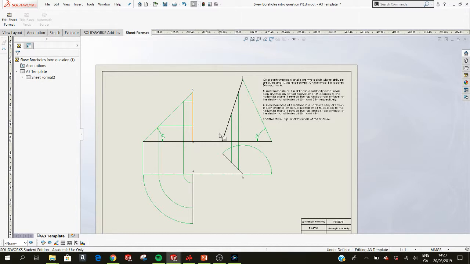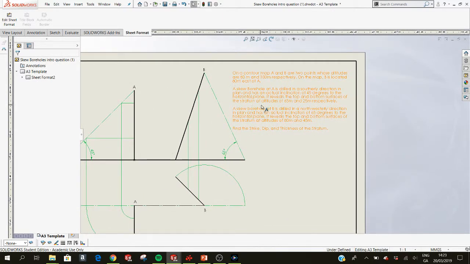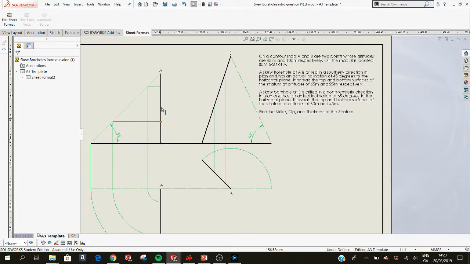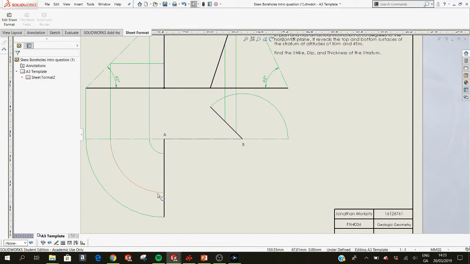For the next part of the question, we need to use the top and bottom surfaces of our stratum, which are given to us here. So say for example, A, we have a stratum with top and bottom surfaces of altitudes of 65 meters and 25 meters. So if you notice A over here, I've got altitudes of 25 and 65 marked out, and I have them in elevation, but how do I find these in plan? Because obviously if I'm looking straight down at them, I won't know where they are.